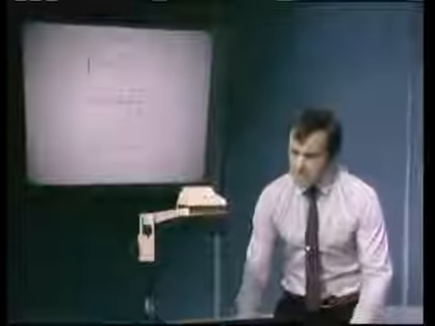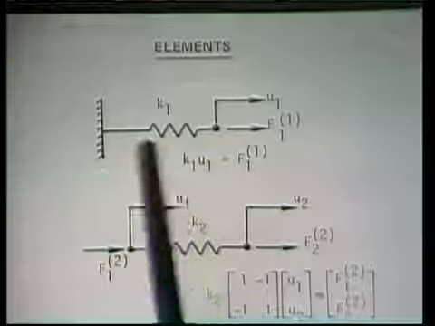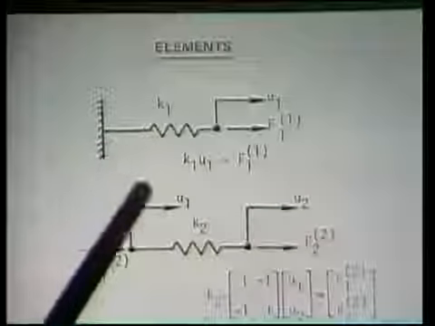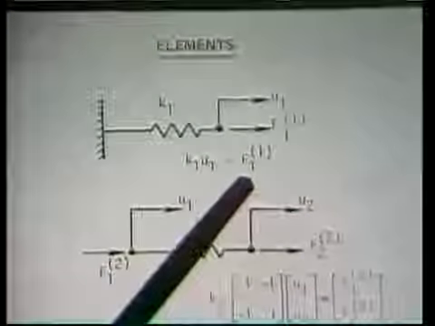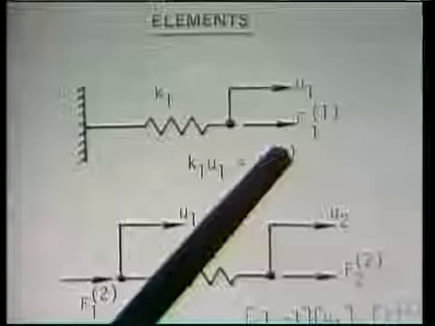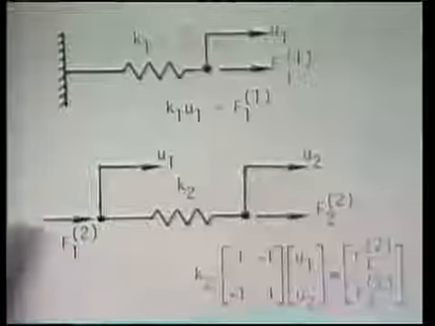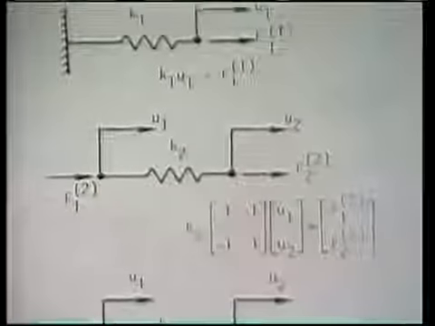The elements here then are K1, and notice that the equilibrium requirement for this element says simply that K1 U1 is equal to the force applied to this node. It's the force, the external force applied to this node. The equilibrium requirement of this element, K2, is written down here in matrix form.